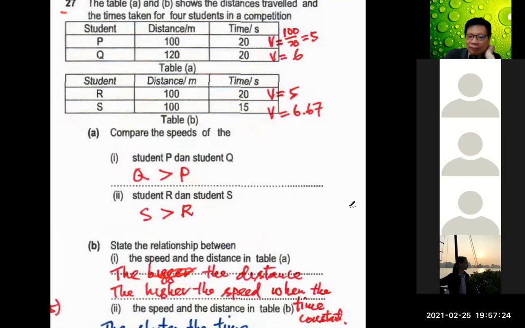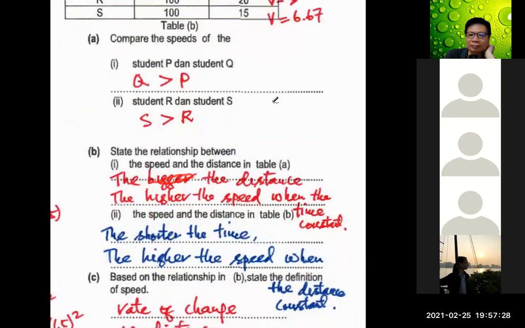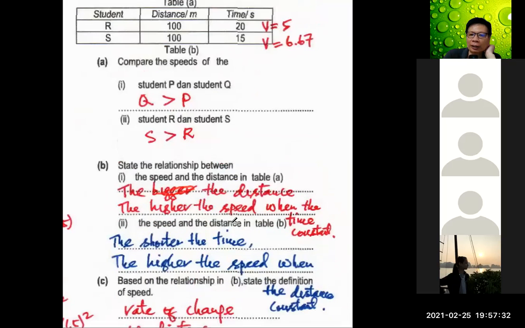Okay, now Abner, very good. Your answer is correct. So your answer should be like that. We say the shorter the time, the higher the speed when the distance is constant. The shorter the time taken, it can run in the shorter time means the speed is higher. The shorter the time, the higher the speed when the distance is constant. Okay.